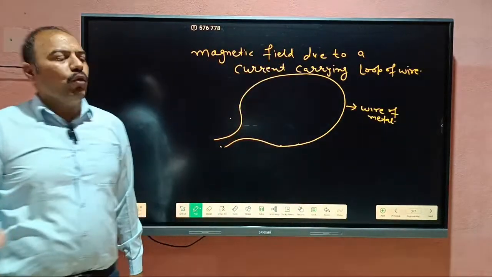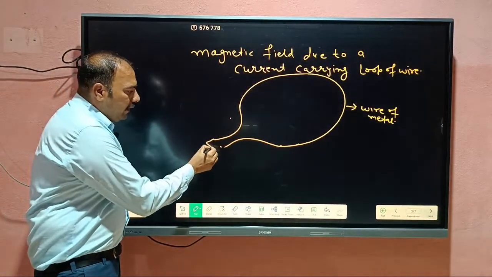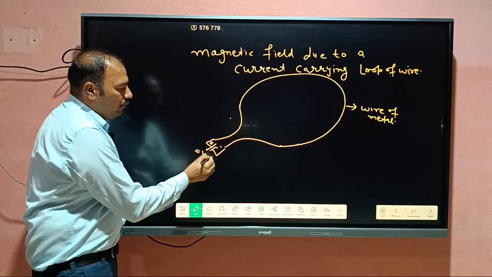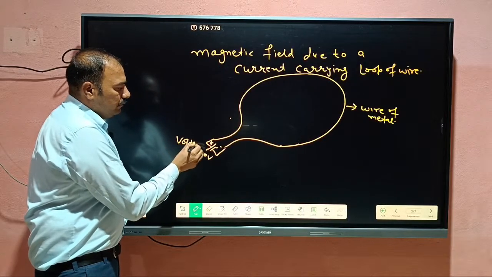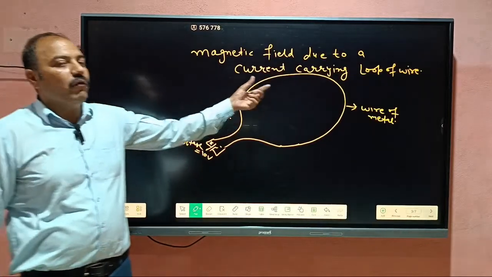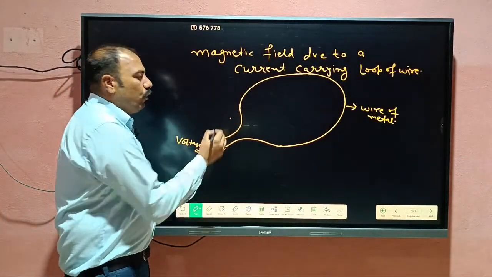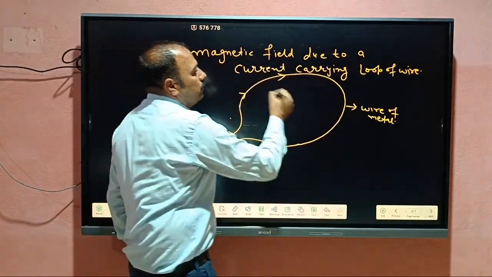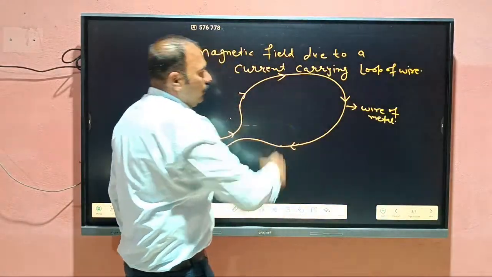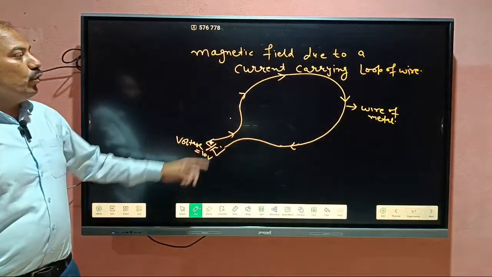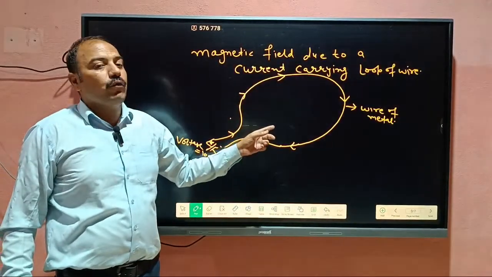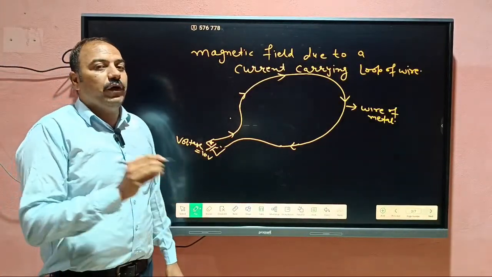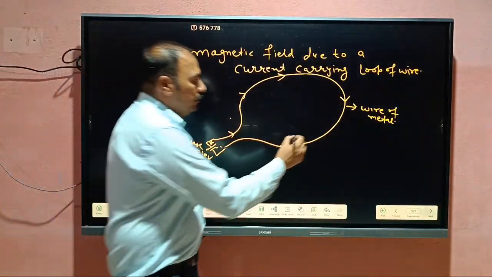If we apply a voltage here, for example 10 volts, what happens? Current flows in the wire. How does current flow? Current always flows from positive to negative. So this shows the direction of the current. Here we can find the direction of the magnetic field. How? The direction of a magnetic field is found by the right hand thumb rule.